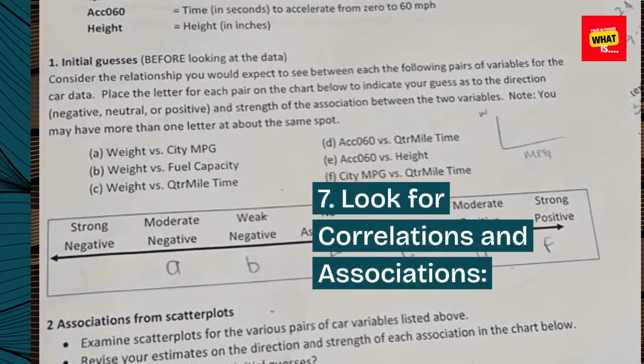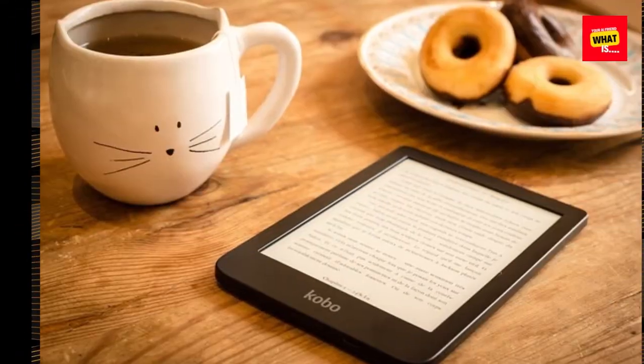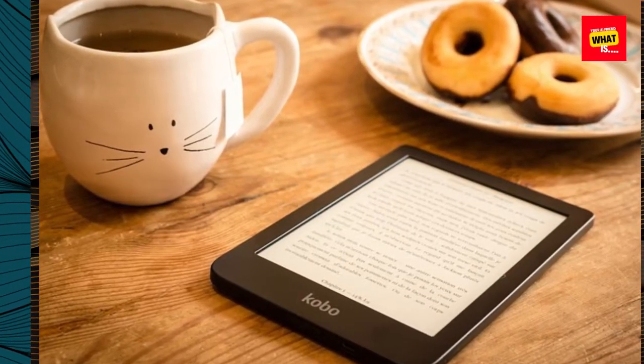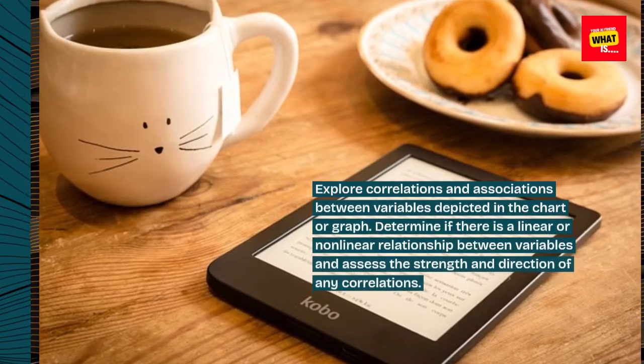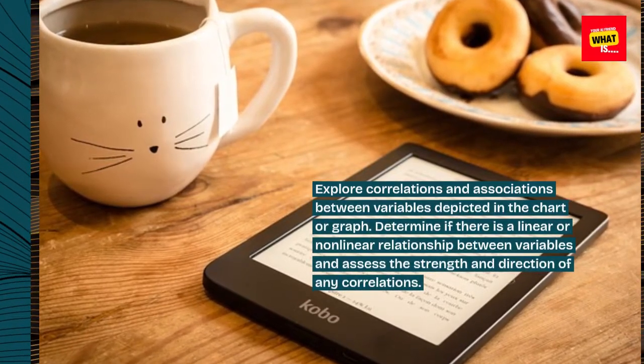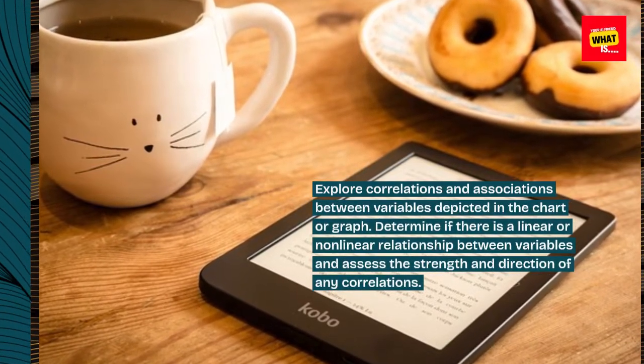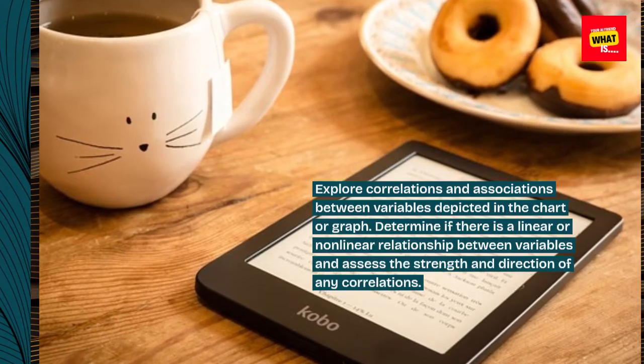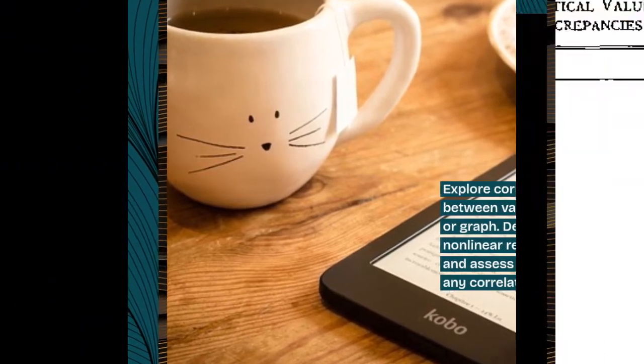7. Look for correlations and associations. Explore correlations and associations between variables depicted in the chart or graph. Determine if there is a linear or nonlinear relationship between variables and assess the strength and direction of any correlations.